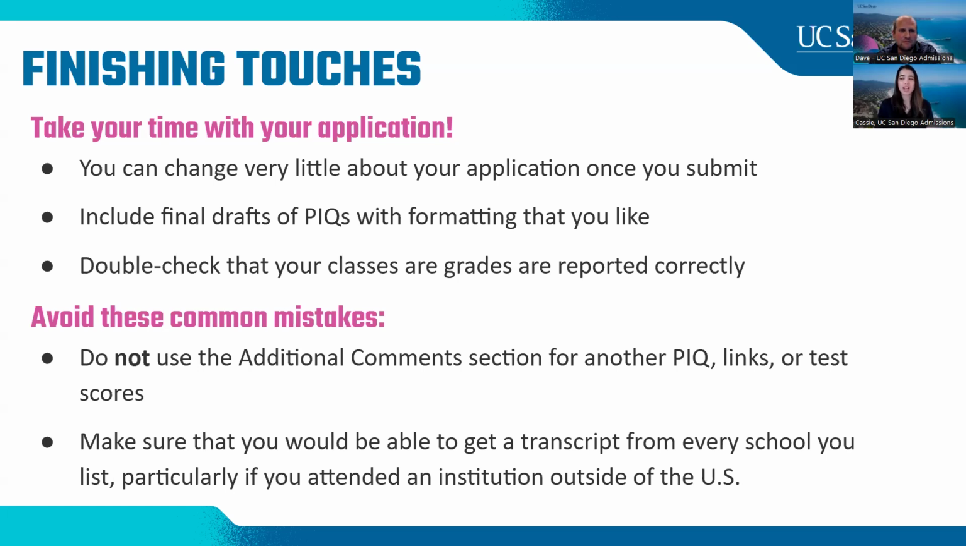Also, double check that your classes and grades are reported correctly. We recommend having an unofficial transcript next to you as you're working on that UC application. So if you're in high school, you have that high school transcript next to you. If you are in college, you have that community college transcript next to you. If you're in high school with dual enrollment, you have both next to you. Make sure you're reporting your grades exactly as they show up on the transcript. You're reporting the classes exactly as they show up.